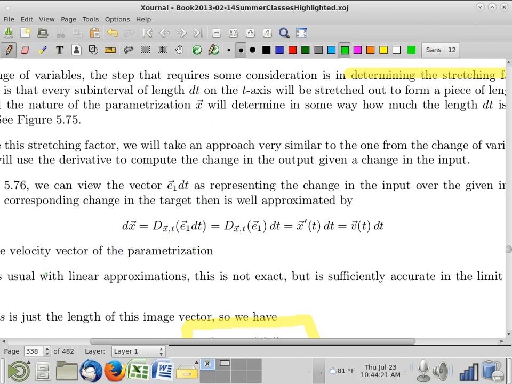Now let's simplify this a little bit. The dt, being a scalar, factors out. What is left over is not only a unit directional derivative, but it's a unit directional derivative in the direction of a standard basis vector. It's a partial derivative. But there's only one variable, so in fact it's just a straight up derivative. And we know what derivatives are. A derivative of a parametric curve is the velocity vector. So dx is just velocity times dt.